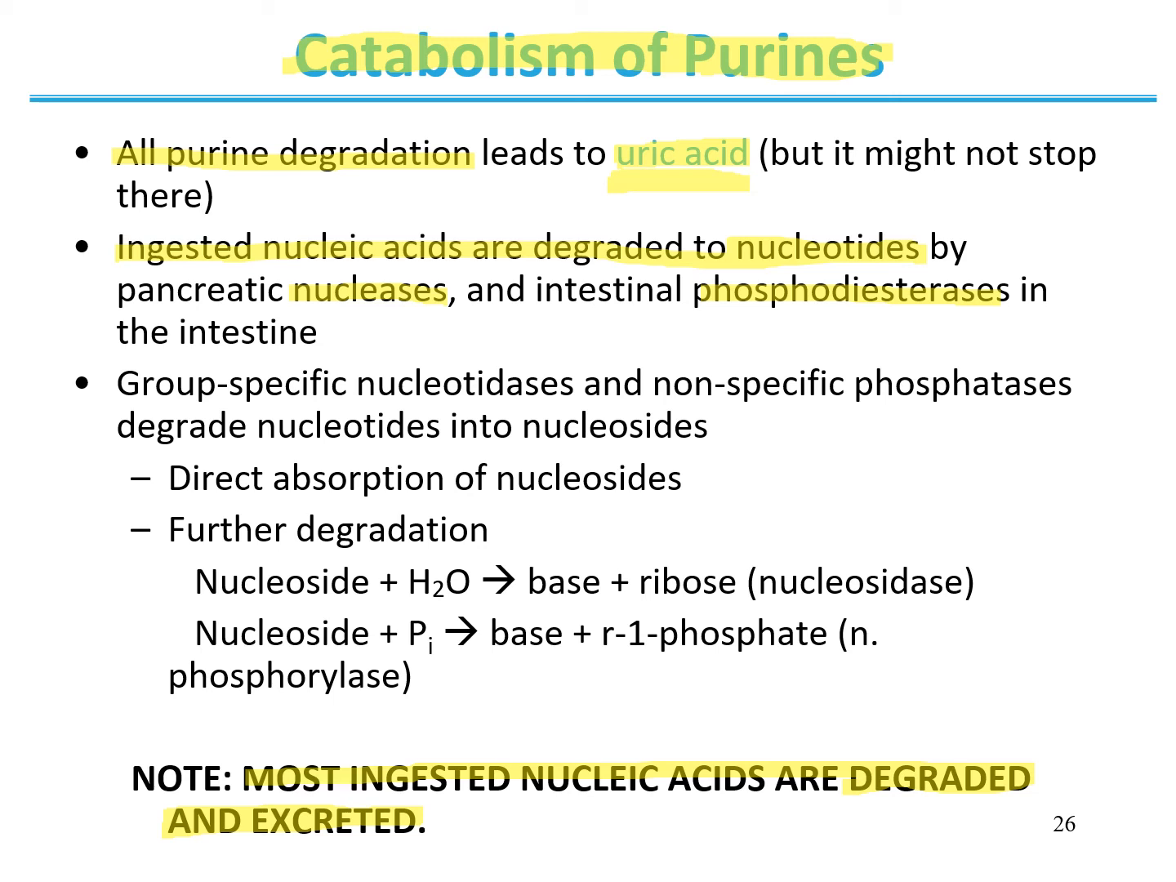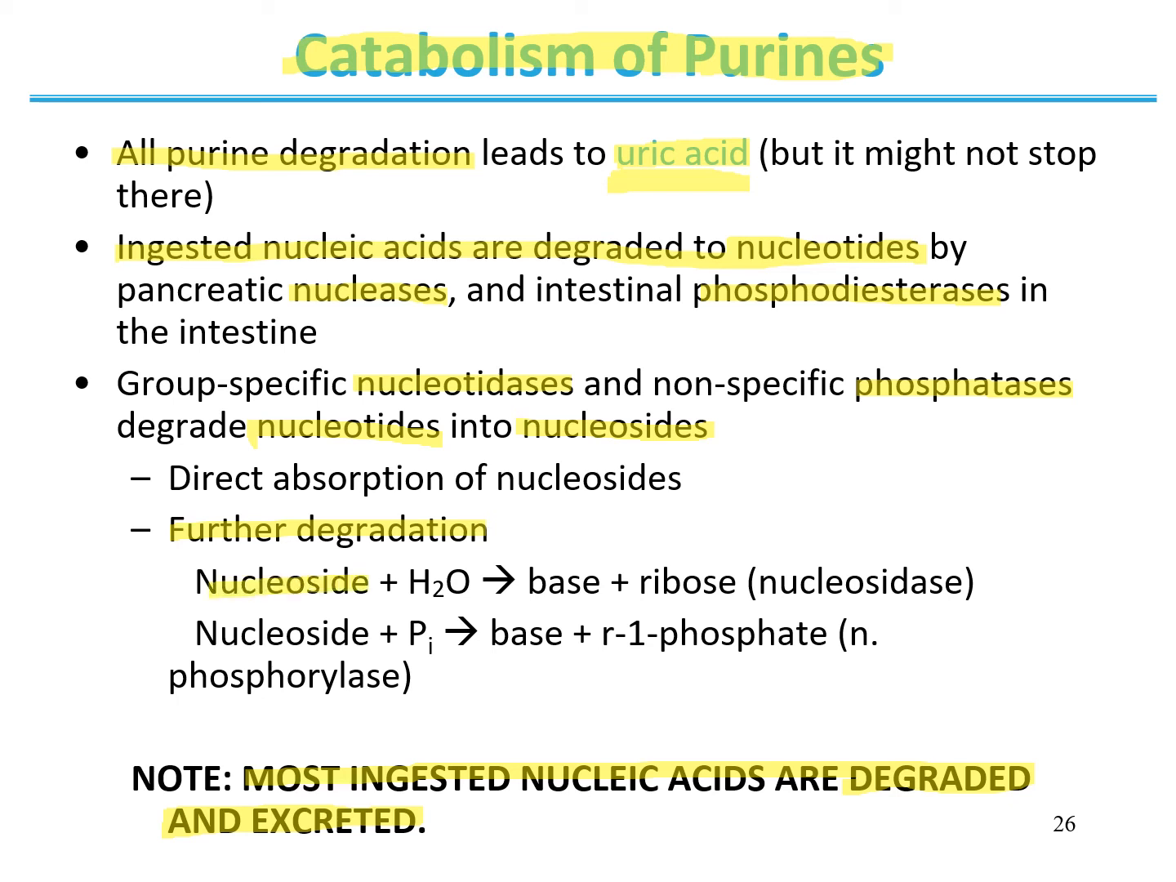Now group-specific nucleotidases and some non-specific phosphatases are also present, which degrade the nucleotides into nucleosides. So we saw in the previous lectures, a nucleotide is made up of three parts basically: one nitrogenous base, one sugar, and one phosphate. So that is what we call the nucleotide. If we take the phosphate out of it, it is known as a nucleoside. So nucleotidases will be the enzymes that take the phosphate out. Then further degradation or breakdown will take place.